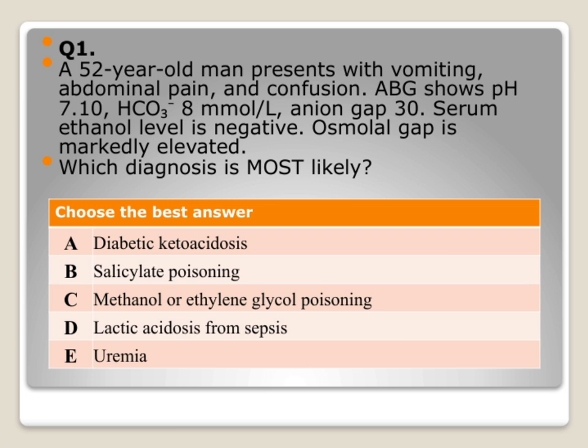This highlights the importance of recognizing the pattern of high anion gap acidosis combined with an elevated osmolar gap, as it points toward toxic alcohol ingestion. This understanding is crucial for timely diagnosis and management in cases like this.